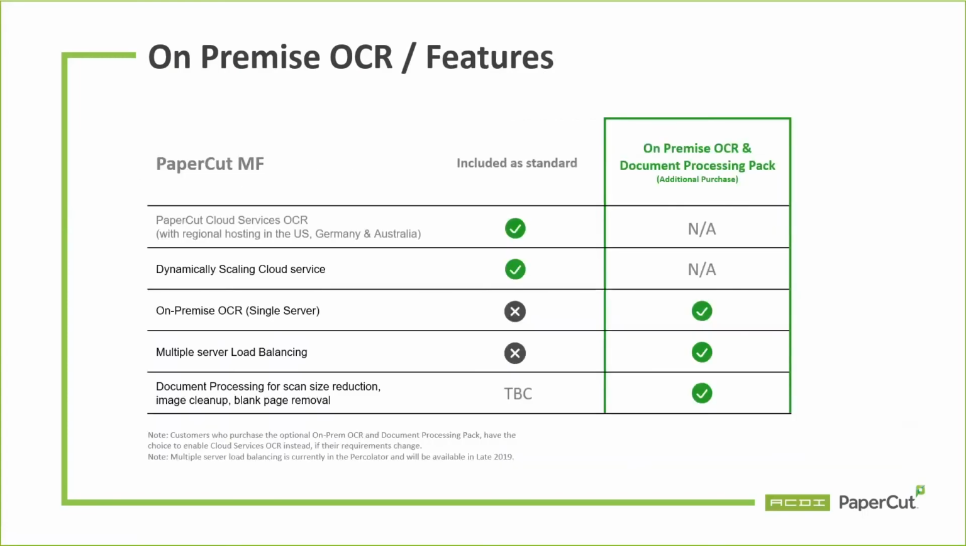PaperCut is using the Tesseract OCR engine to accomplish these tasks. Cloud OCR is the standard offering. If you do need to process on-premise, then you're going to need this document processing pack. Now, this pack will turn on the on-premise capability as well as offer load balancing. So if your customer is scanning a lot, we can offload the OCR processing to several servers.